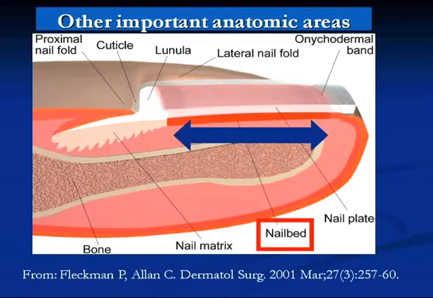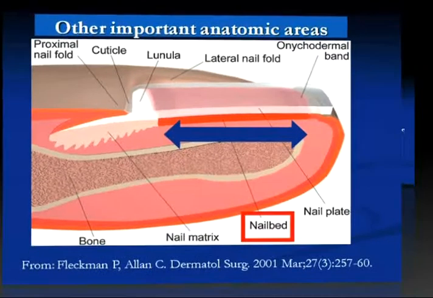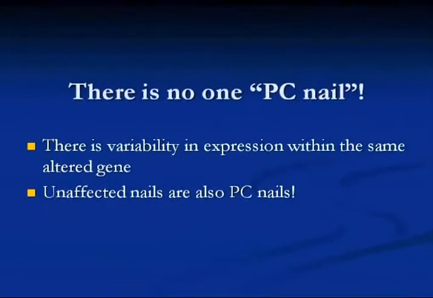There is no one PC nail, and I will emphasize to everyone, unaffected nails are also PC nails, right? I mean, we know that the keratins are active in the nail bed, and if your nail looks normal, well, that's also a PC nail. I'm also going to show some pictures that there's variability in the expression within the same altered gene, and we have so many projects. One of them eventually we'd like to look at. We have plenty of photos that people have sent in, and try to correlate the appearance of the nails with the genetic mutation. So far, some people have looked at it, doesn't really seem to be a matching that can be done. So Mary gave me this photo a while back.